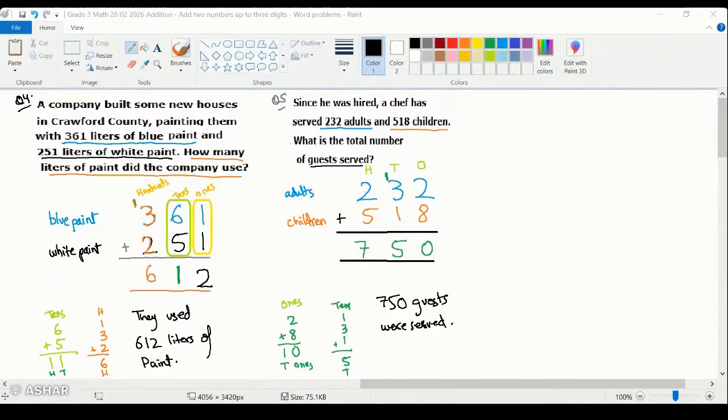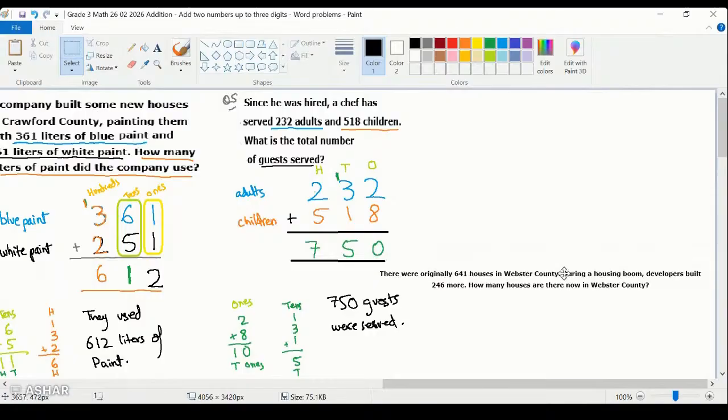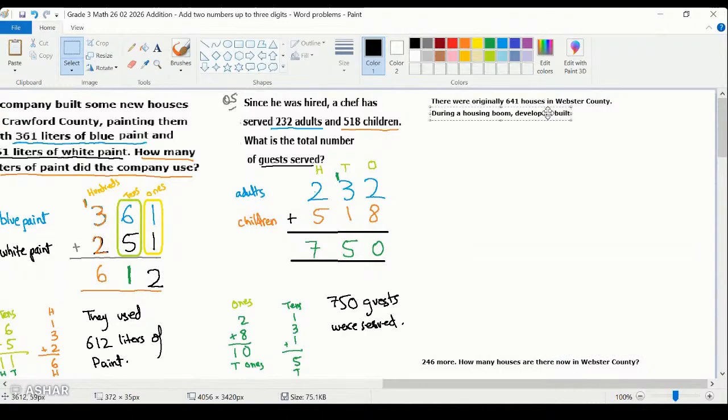It's about the number of houses in a county. Just a moment, please. Let me realign. They were originally in the county these many houses. During a housing boom, the developers built 264 more houses. They're saying how many houses are there now in the county. So let's realign.